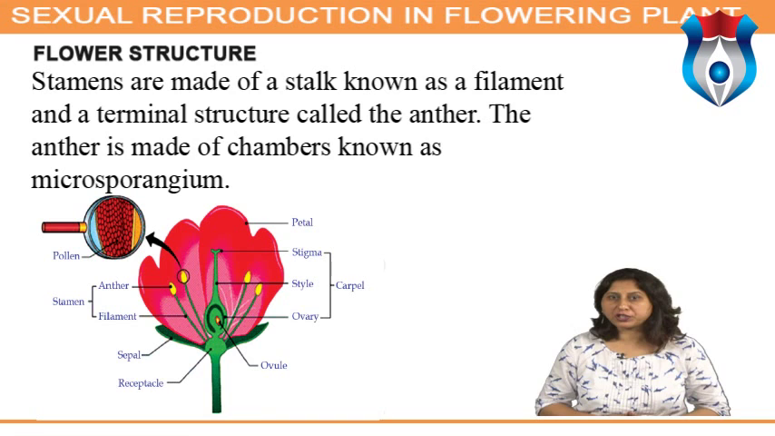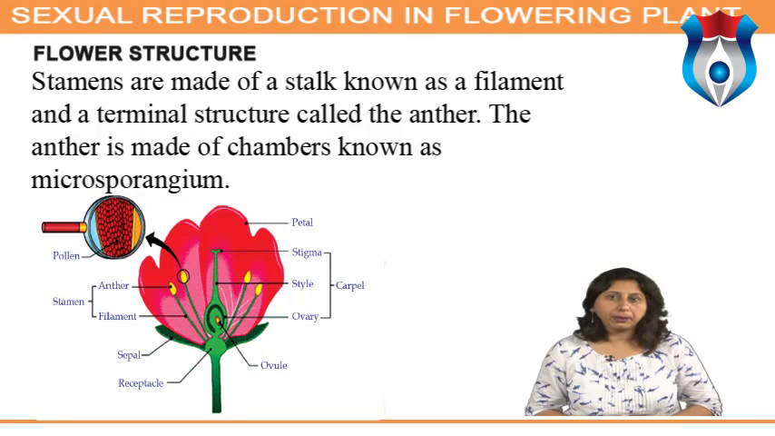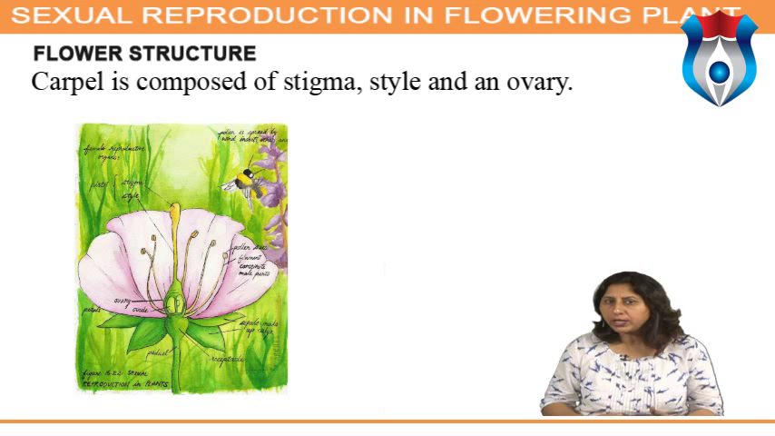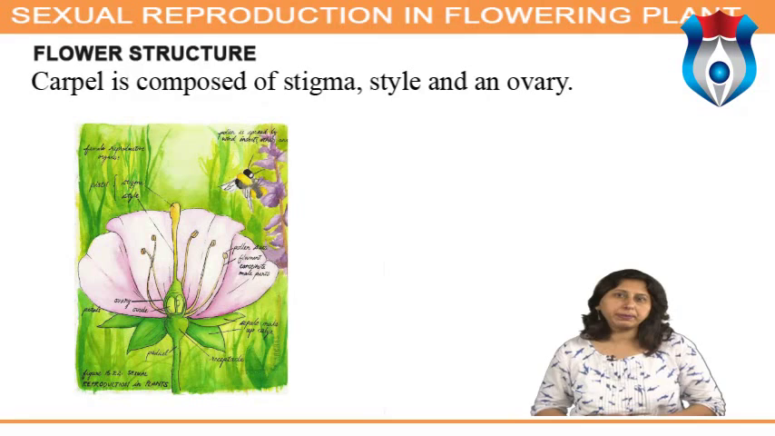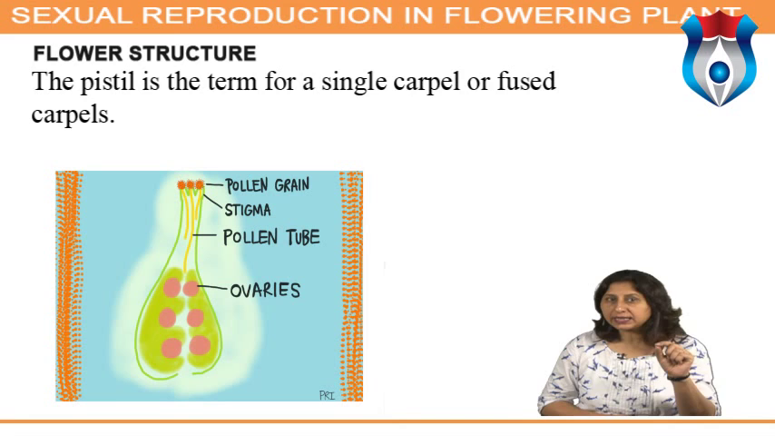Stamens are made of a stalk known as a filament and a terminal structure called the anther. The anther is made of chambers known as microsporangia, or pollen sacs, which produce pollen. The carpel is composed of a stigma at the top for capturing pollen, a long and slender structure in the middle called a style, and an ovary at the base. Depending on the plant species, one or more ovules can be present within an ovary. The pistil is the term for a single carpel or fused carpels.